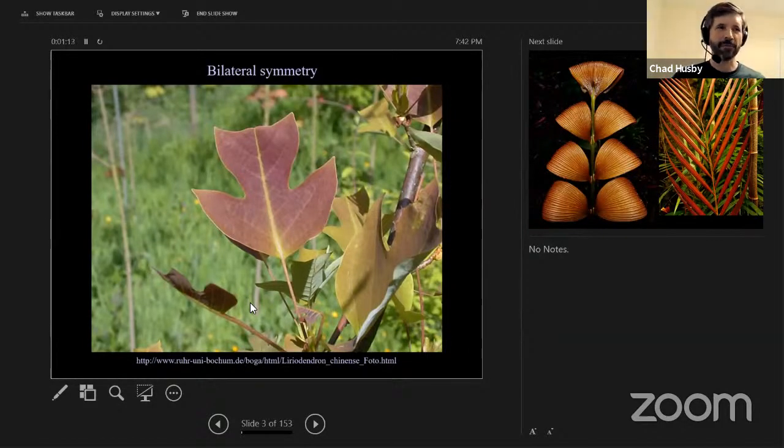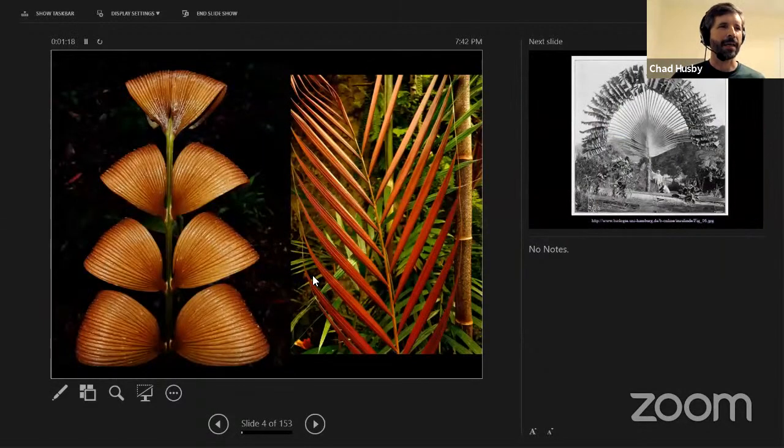And leaves do this mostly. Some leaves are quite asymmetrical, but most are very symmetrical. And this spans the range from, on the left, a very ancient plant leaf, a Zamia, a cycad, and on the right, a palm leaf, a flowering plant, both showing basically that the two sides of the leaf are mirror images.